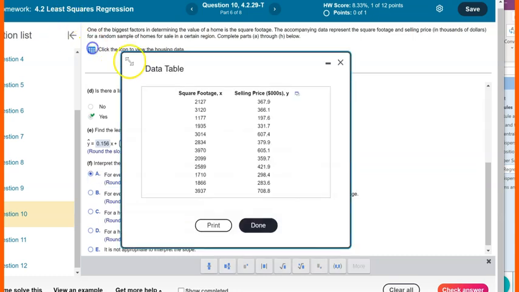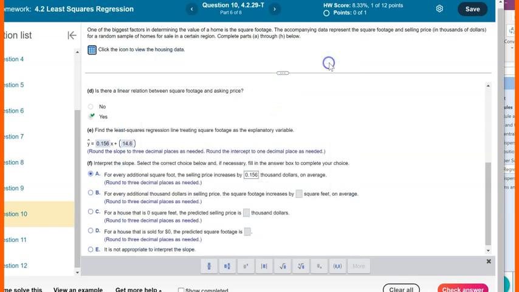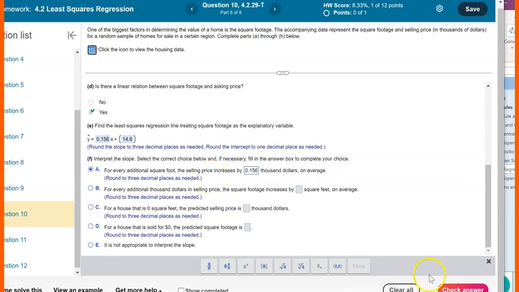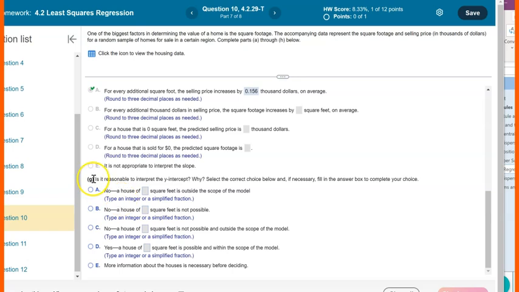Remember that this price here is in thousands, right? Therefore for every square footage increase, the price increases by this much, $1,000 on average. Notice that this "on average" is very important when you interpret the slope. Okay, now for G, is it reasonable to interpret the y-intercept?